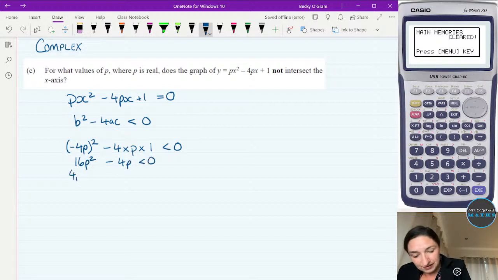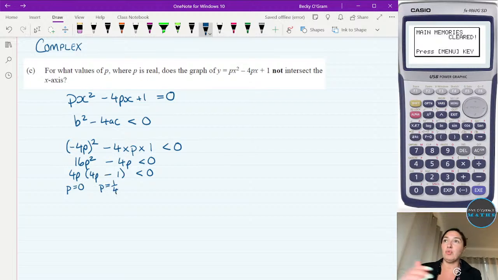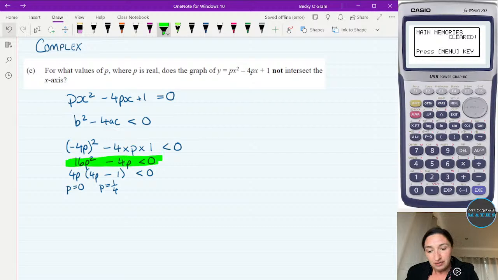We can factorize out 4p like this. That's got to be less than 0. So this gives us the values p is 0 and p is a quarter. We just need to figure out which side of 0 and a quarter we're at. So do that by looking at the quadratic that we are looking at in this particular bit, this one here. If we think about what that looks like, that is a positive parabola.